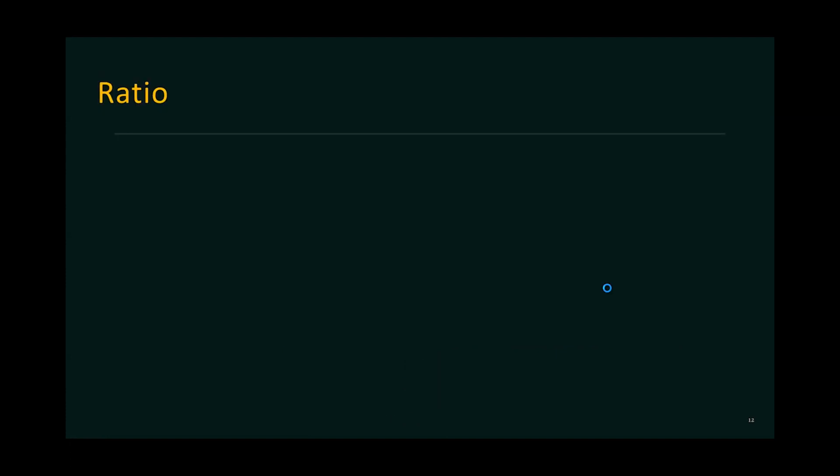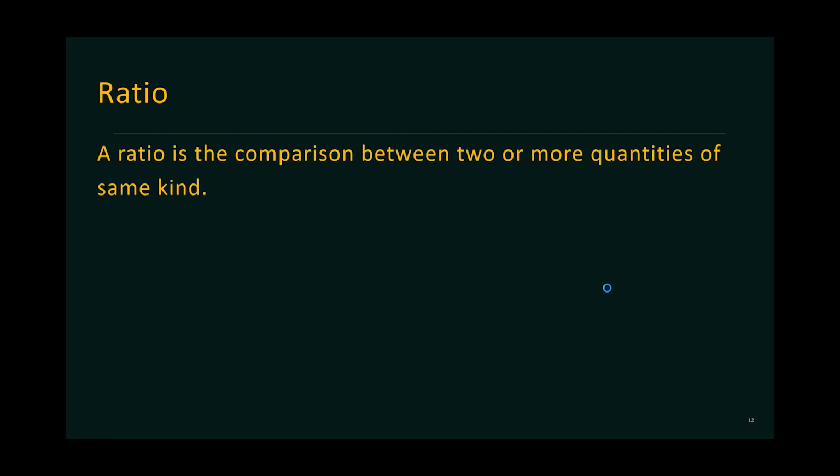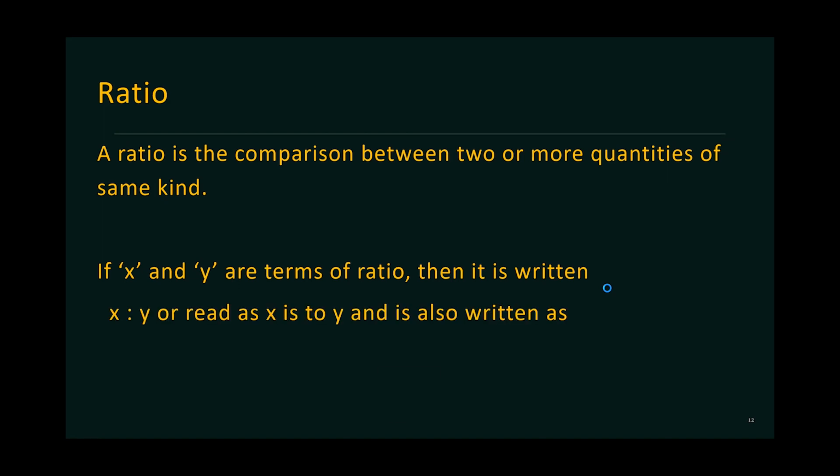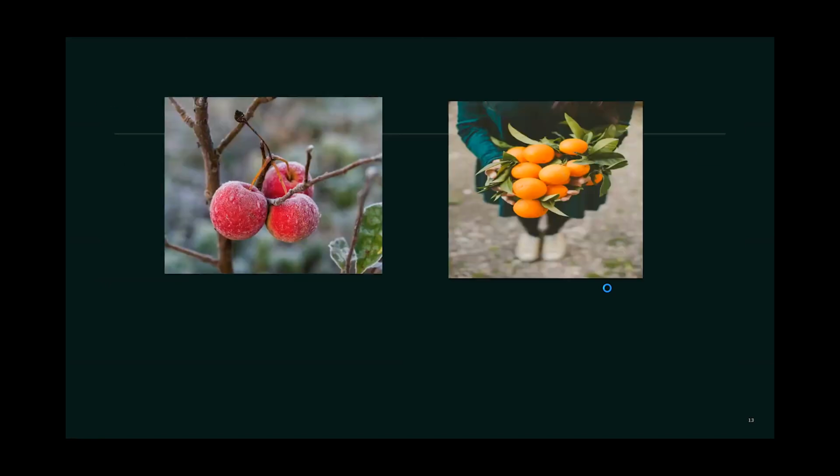So, what exactly is ratio? A ratio is a tool for comparison. It is the comparison between two or more quantities. This comparison is expressed either as a fraction, x by y, or it is written as x is to y. So ratio is used to compare similar quantities. So if I have to compare apples and oranges, here we have 3 apples and 9 oranges, or you can say for every 1 apple, there are 3 oranges.